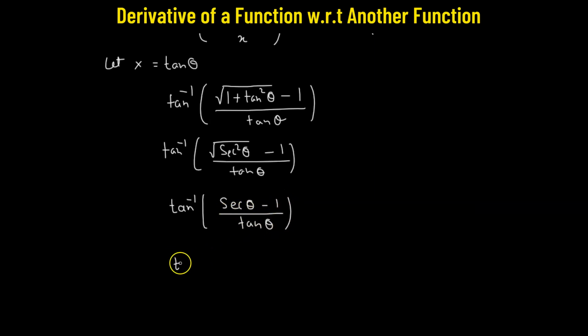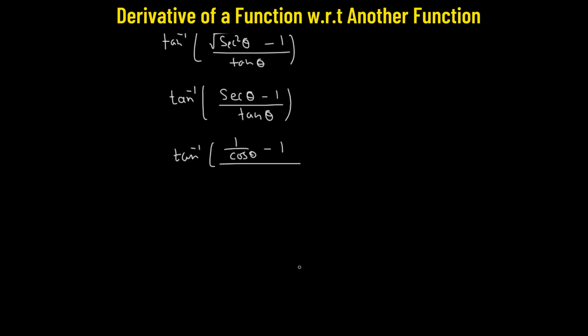Now converting secant theta to cosine theta, we have 1 over cosine theta, the reciprocal of cosine theta, minus 1, divided by tangent of theta. The tangent of theta is simply the ratio of sine over cosine. So we have tangent inverse of (1 minus cosine theta) divided by sine theta.